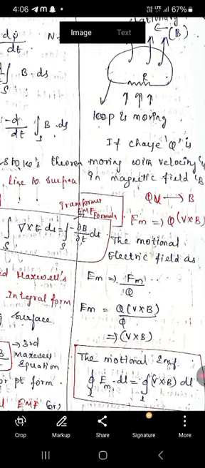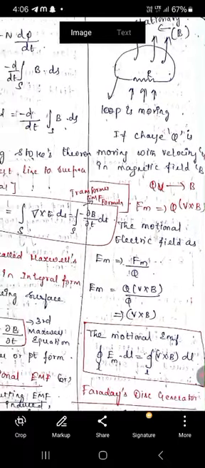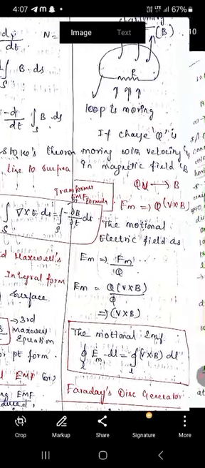Here if you move the loop, the charge q is moving with velocity in the presence of magnetic field. We studied this earlier as the concept of magnetic force, right? In the presence of magnetic field, the charge moving with velocity is expressed as Fm equal to q into v cross B. From this equation I can find the motional electric field, right? Whenever we find the electric field, we experience a force on the charge.